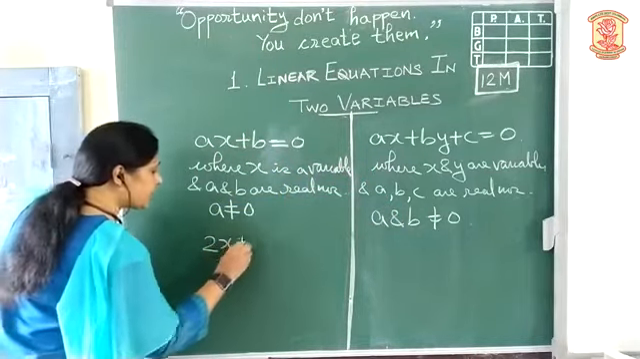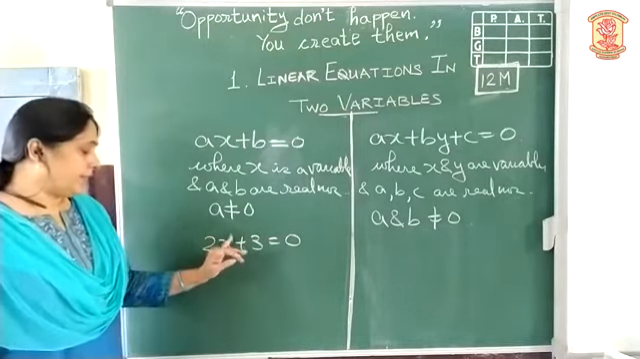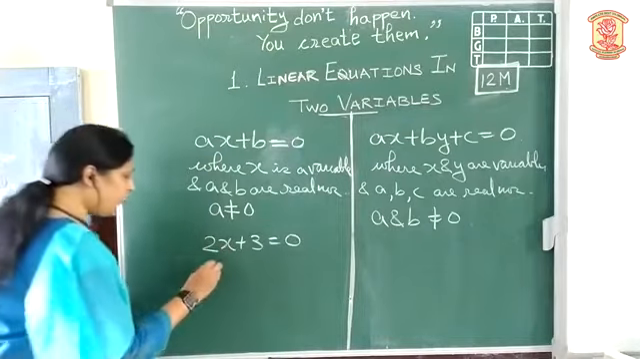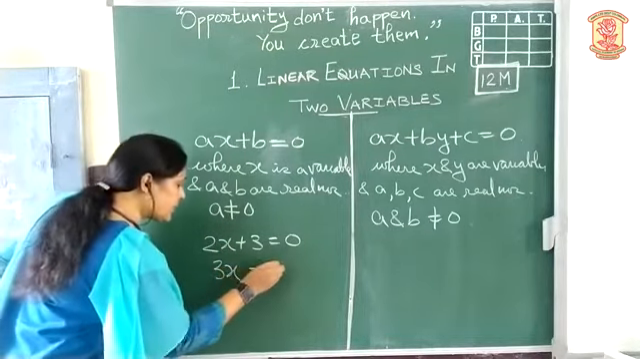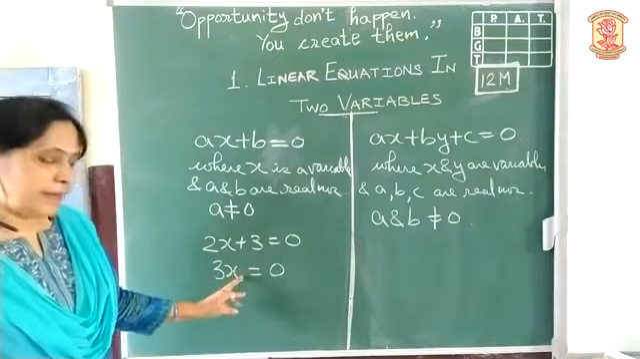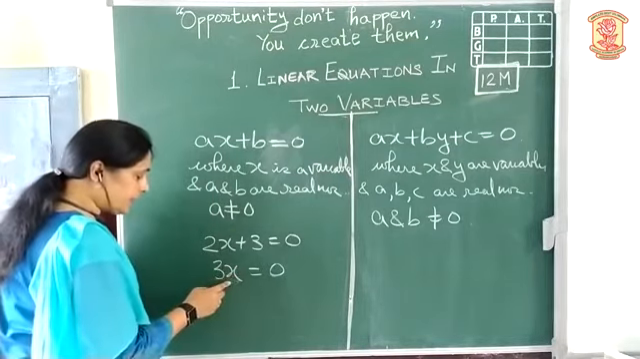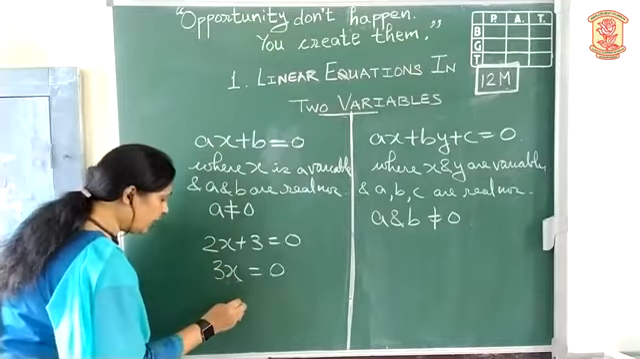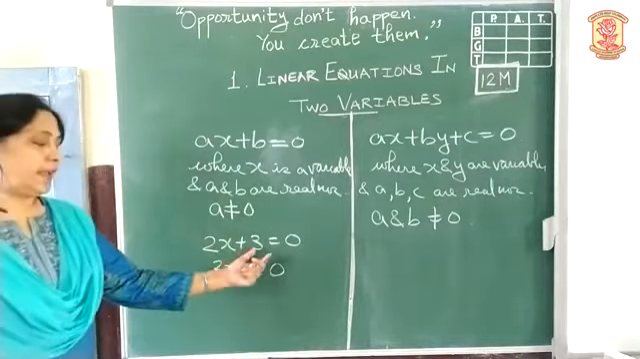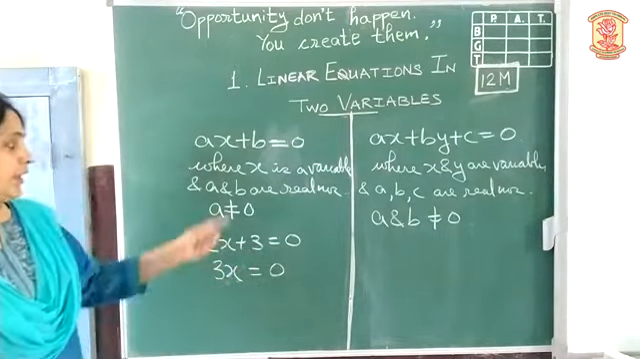Say here 2x plus 3 equals to 0. The variable used is 1, the degree is 1, and this is a linear equation in one variable. If we write 3x equals to 0, even this is a linear equation, though here b is missing, the value of a is not 0. So this is a linear equation in one variable. On the other hand, if this itself is missing, say if we write 3 which is not equal to 0, it doesn't remain a linear equation in one variable.